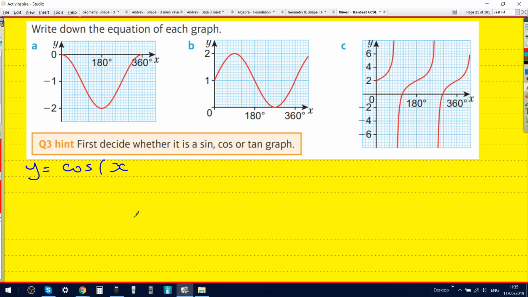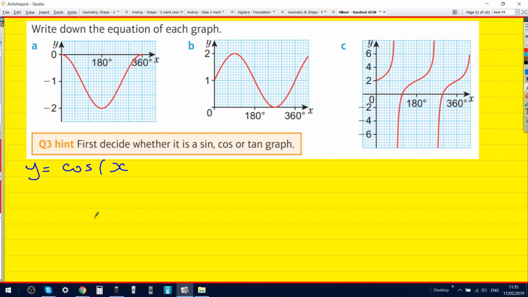It's a reflection. I think it was just moved down. Oh yeah, so it's been stretched and you times it. So it'd be like 2 cos x. I think it was just moved down. So it was just translated down.